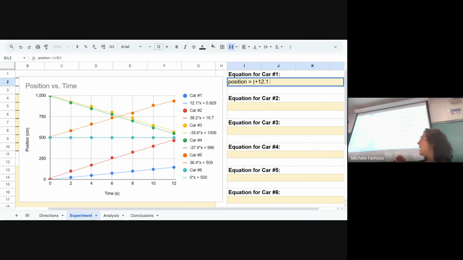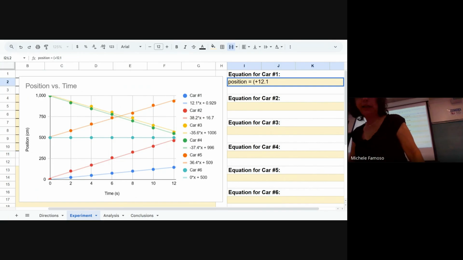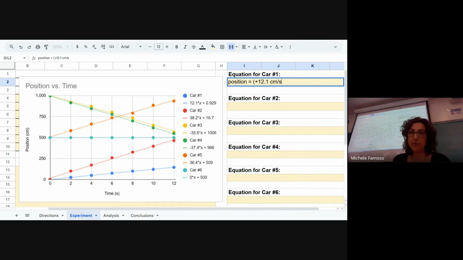Now we have to add the units of this slope. Remember that slope is always units of the y-axis over the units on the x-axis. So what do you think the slope is going to be measured in? Centimeter over second, cm/s. Close your parenthesis. Now we're going to change the letter x in the equation to the name of the variable on the x-axis, which is time.